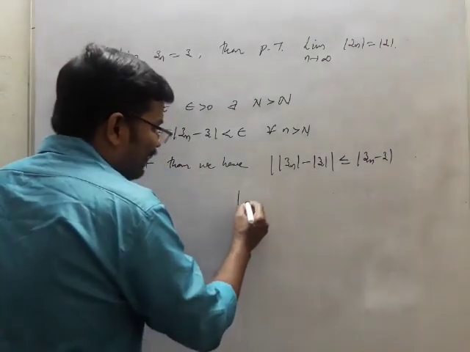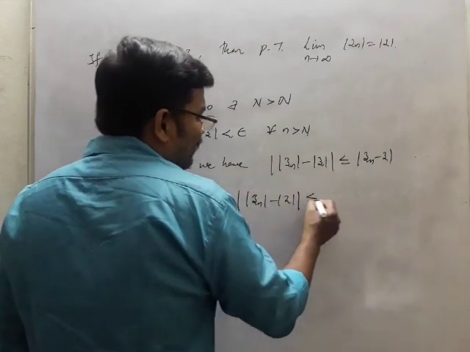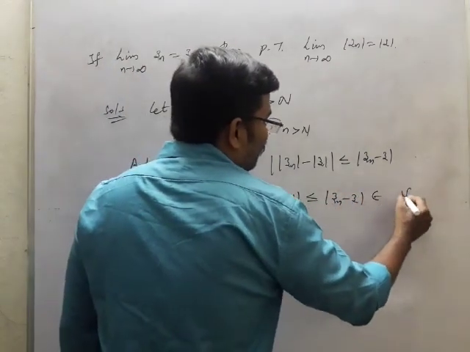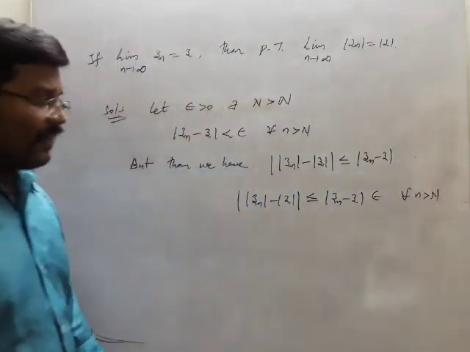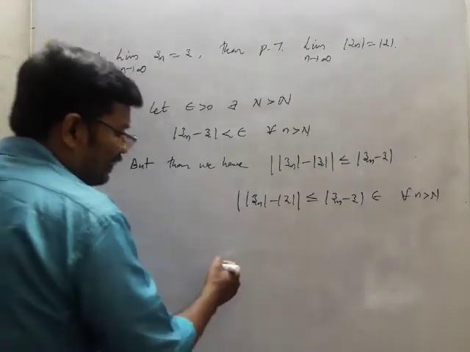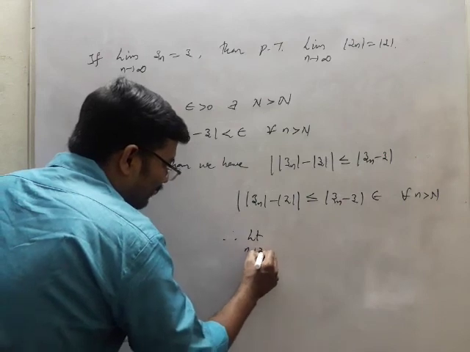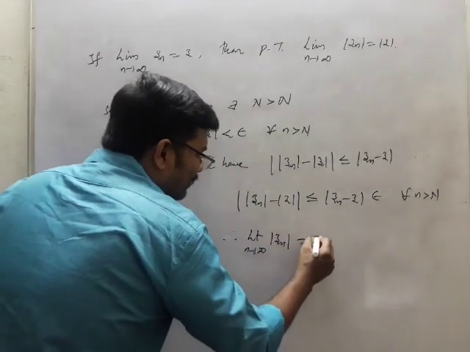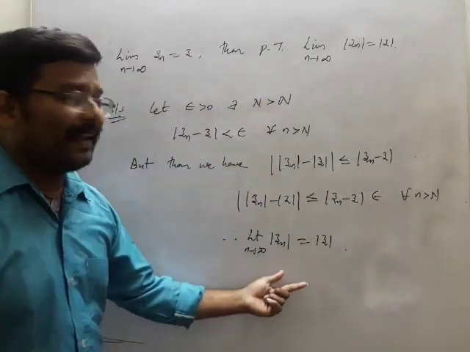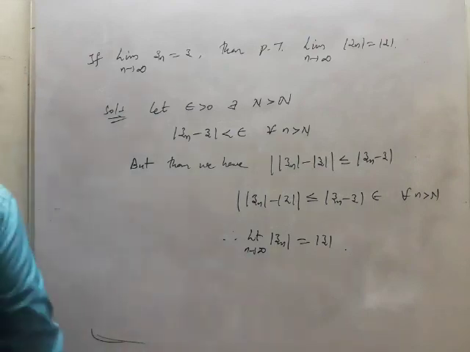So what I'll write here: |zn| − |z| is less than |zn − z|, which is less than some epsilon for all n greater than N, the positive natural numbers. So what does this mean? The meaning is that it is less than some epsilon. Therefore I can write the limit as n tends to infinity, |zn| is equal to |z|. This is how we can do this small problem which gives 4 marks.